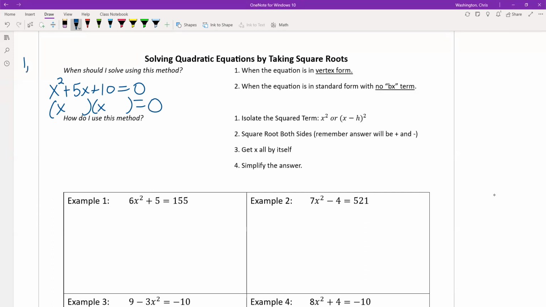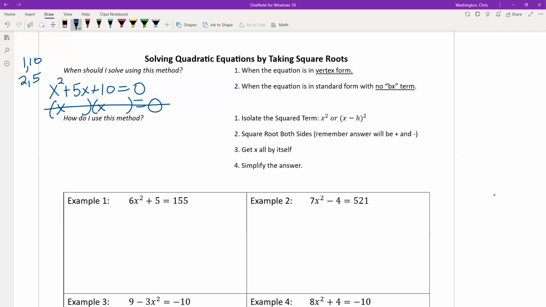Well, the only two pairs of numbers we can use are 1 and 10, and 2 and 5. Does any of those add up to 5? No, so we actually can't factor every single time. So this is not going to work. We can't factor that equation. So then we need other ways to solve equations, specifically quadratic equations.